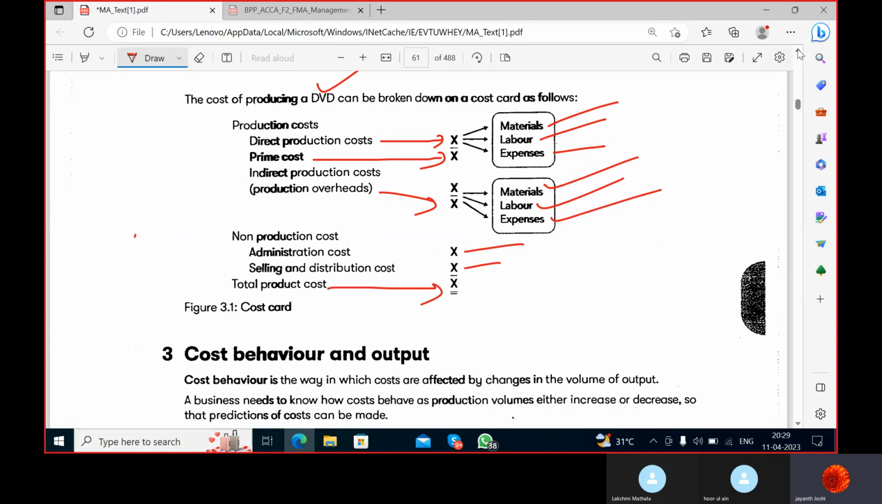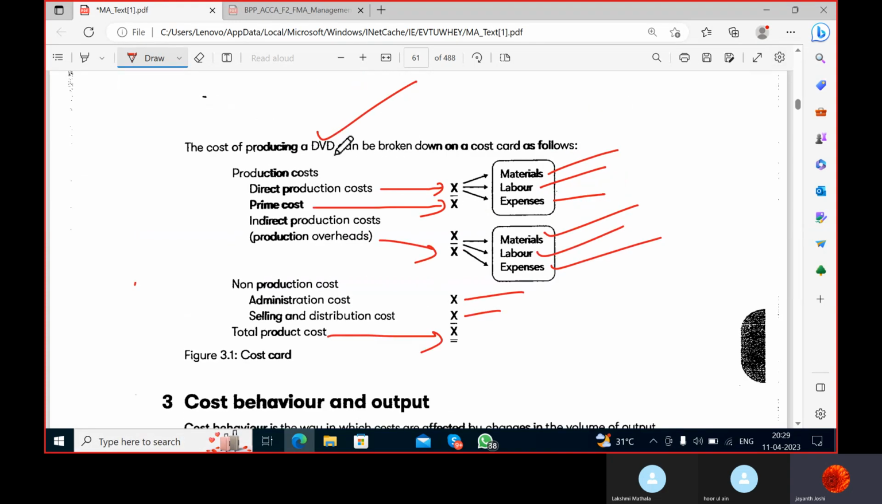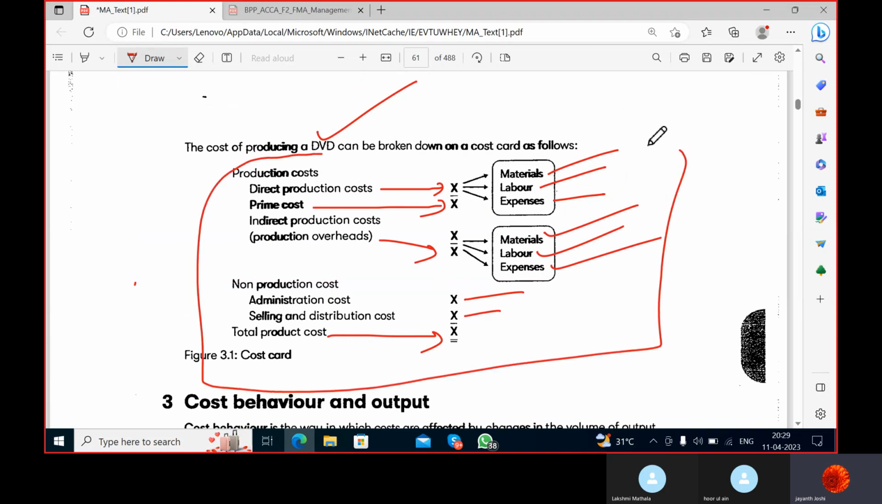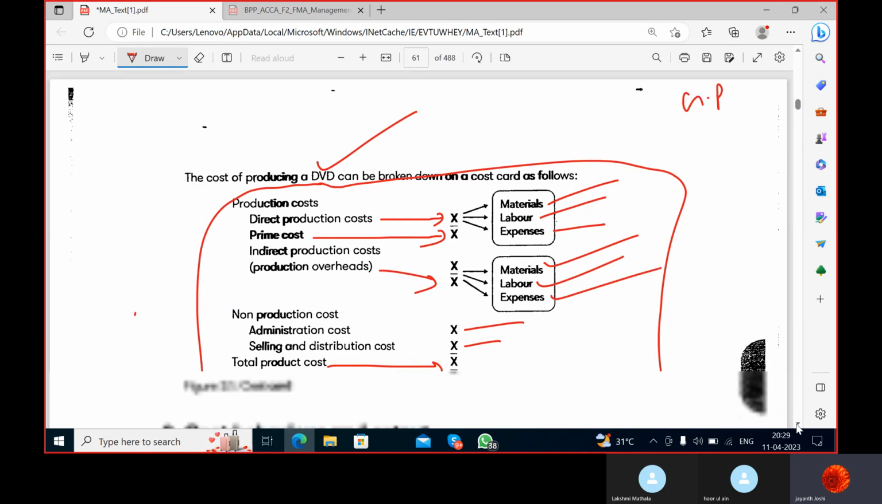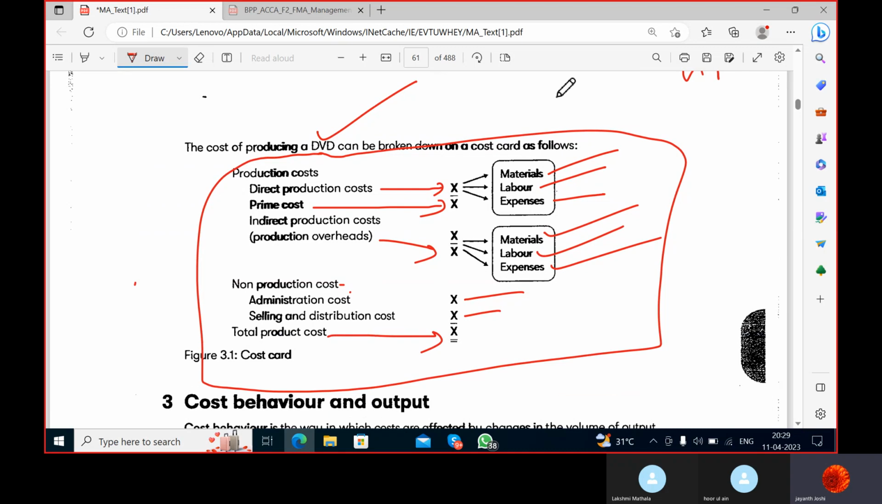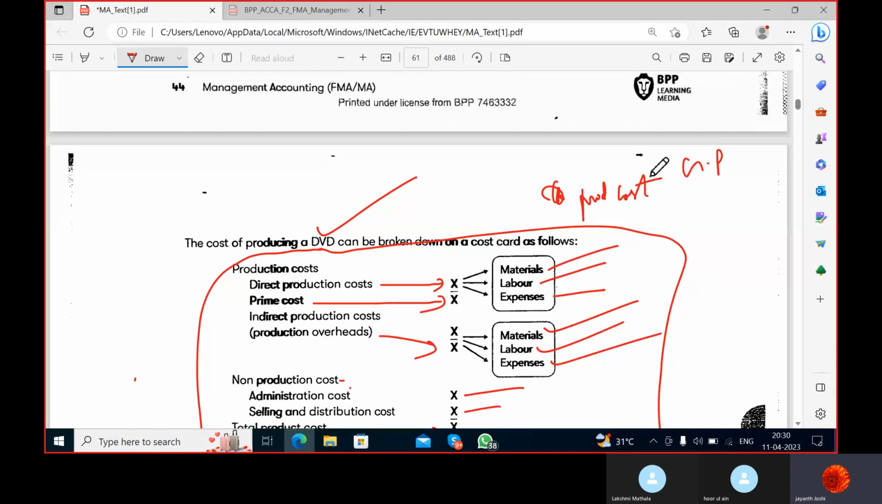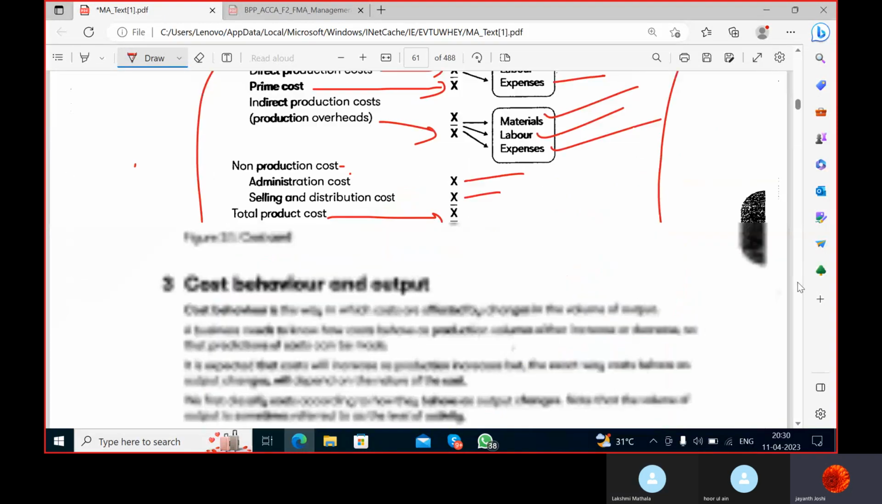Total product cost is nothing but you are going to take all this cost. And when it comes to finding out gross profit, will you consider non-production cost also, or only production cost? If you want to find out gross profit, you're going to take production cost or non-production cost as well? Please tell me. Only production cost, yes.